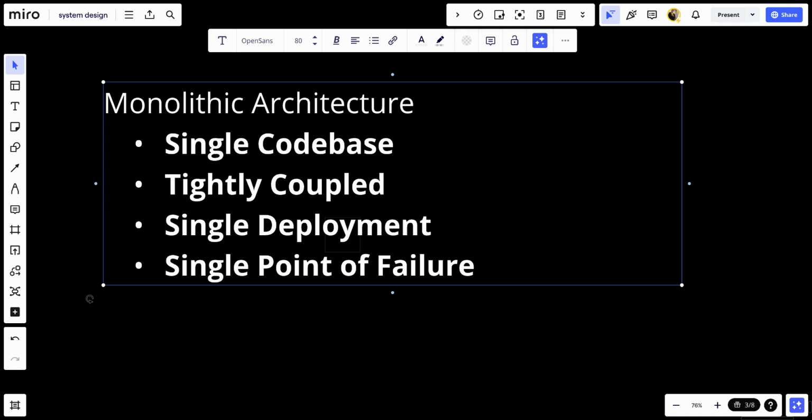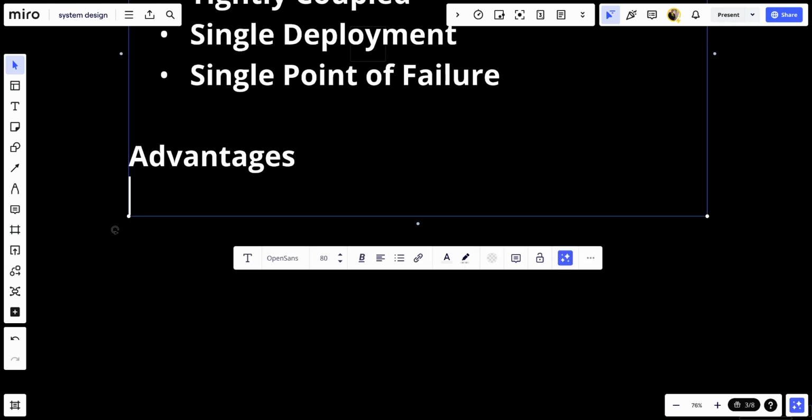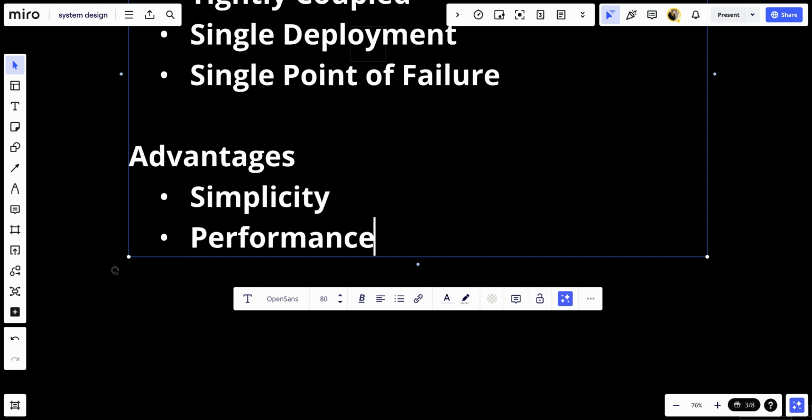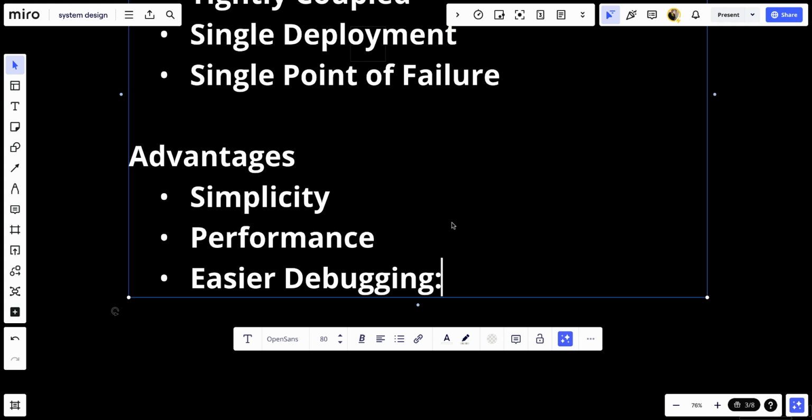Let's talk about the advantages of the monolithic architecture. First, simplicity. It's easier to develop, test, and deploy for small and medium-sized applications. Then performance, so it's faster in execution as all components run within a single process. And lastly, we have easier debugging, so it's easier to trace and debug issues within a single code base.